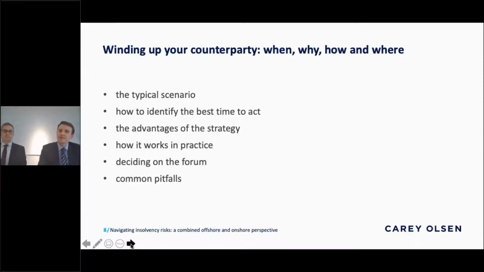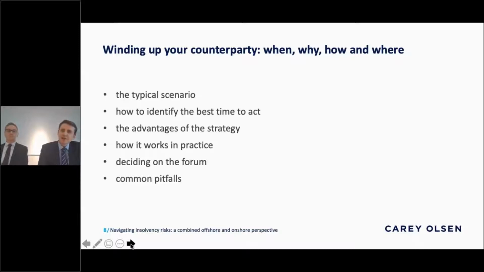If you see other creditors taking action, maybe swiping assets, secured creditors moving in, maybe you're even concerned about how your counterparty is being managed. Maybe you're concerned about the propriety of transactions, any recent large dispositions or loans being granted. Anything like that generally will be red flags to say it might be time to start looking at the insolvency route and the winding up route.